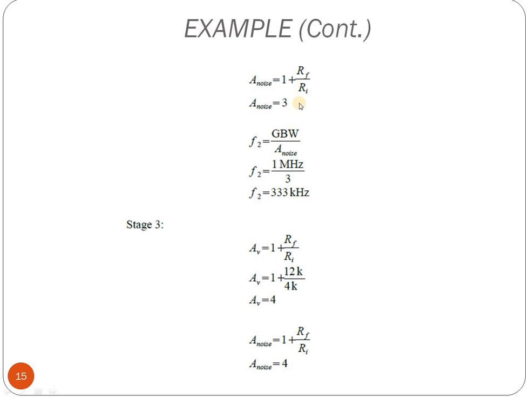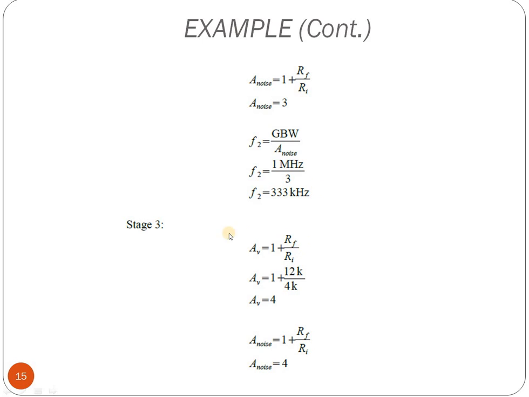Now the noise gain of the second op-amp is 1 plus RF by RI. So the equation is different. It is not just RF by RI. It is 1 plus RF by RI for all the cases. So the result is 3. Noise gain is 3. Now the break frequency of this second stage, F2 equals the same equation, gain bandwidth divided by noise gain. So 1 megahertz by default from the data sheet, divided by the noise gain 3. We must put the value of noise gain, not the voltage gain. So F2 is equal to 333 kilohertz. This is the break frequency of the second part.